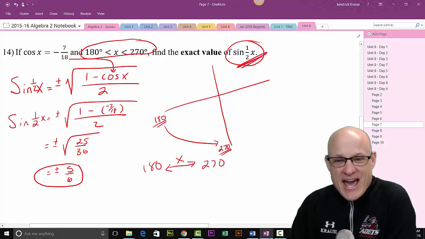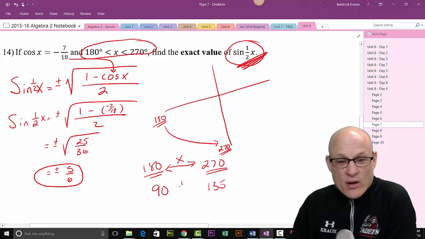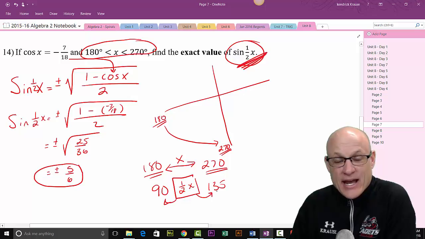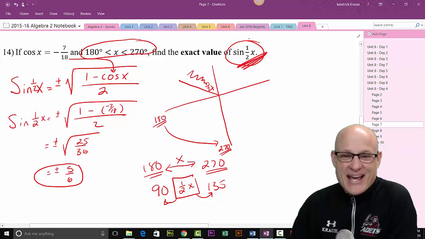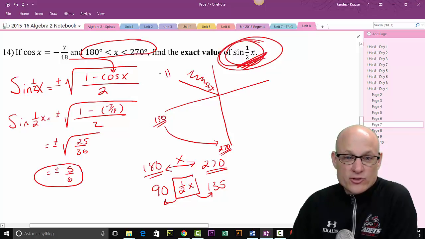So now we're going to take half of x. Well, half of x, if x was 180 or a little more, would be about 90. Half of 270 is 135. So I know that 1/2 of x is somewhere in between 90 and 135. Somewhere in this area would be my value of half of x. So I know then when I take half of x, I'm in quadrant 2, and sine is positive in quadrant 2. So my final answer is positive 5/6.